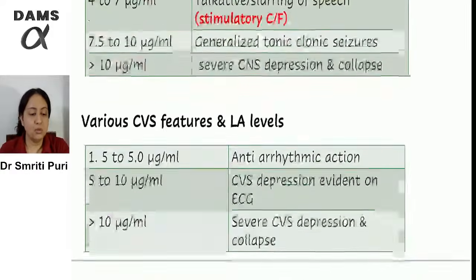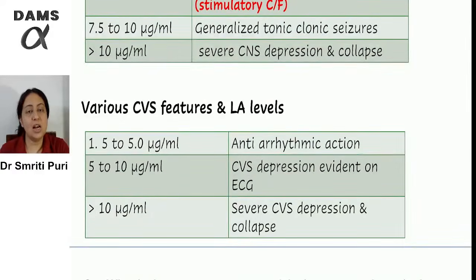Alright. Now, various CVS features and LA levels. From 1.5 to 5 microgram per ml, there is antiarrhythmic action, which is therapeutic. And 5 to 10 microgram per ml, there is CVS depression evident on an ECG. And more than 10 microgram per ml, there is severe CVS depression and collapse.